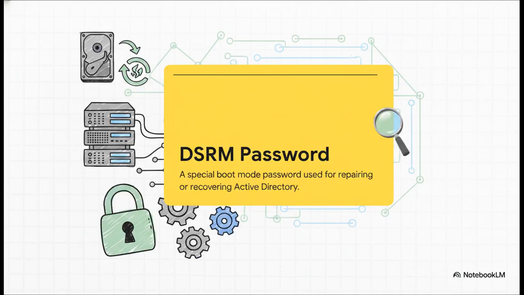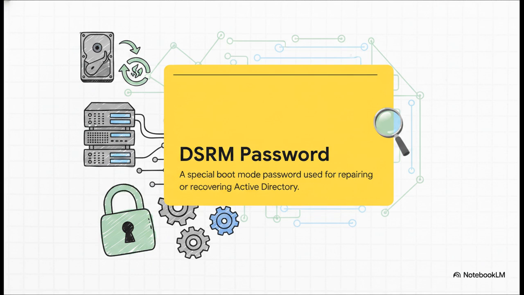Within that exact same wizard, there is one mandatory step that requires your full attention: setting the DSRM password. DSRM stands for Directory Services Restore Mode. I want to pause here because this is absolutely critical. This is a special boot mode used specifically for repairing or recovering Active Directory.